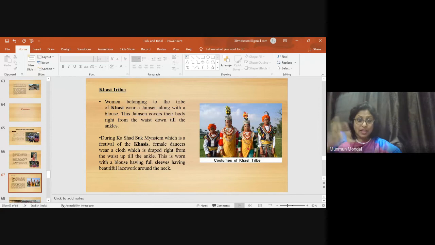ankles. And during Kasad Sukh Maisan, because it is a festival of that place, female dancers wear a cloth which is draped right from the waist up to the ankle, and this is worn with a blouse having full sleeves, beautiful lace work around it. This kind of lace work, this is really encouraging. This is typical Khasi tribe's one. This is a festival, you can see.